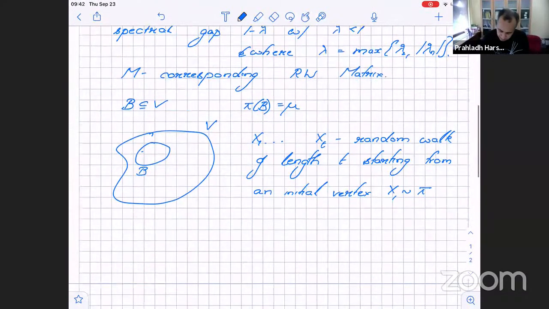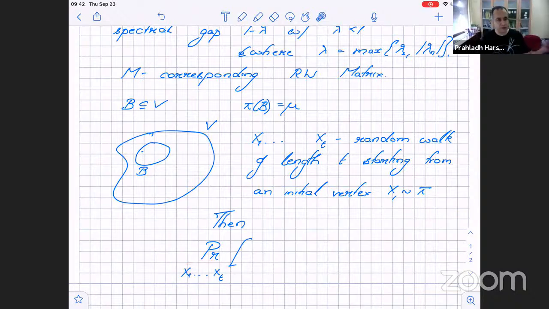What we're going to ask is the following question. Then, probability over this choice of x1, x2, ..., xt. Notice what randomness is involved here. The randomness is the choice of the first vertex, then the choice of the second vertex, which is one of d choices, the choice of the third vertex, which is one of d choices, and so on. We'll ask what is the probability that this entire sequence never leaves the set B.